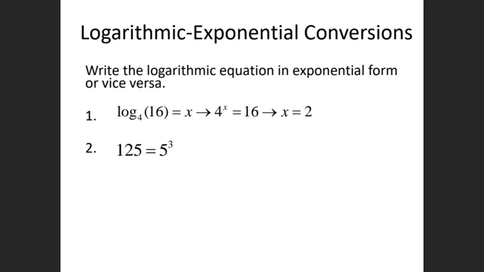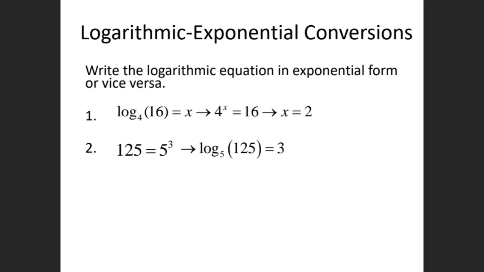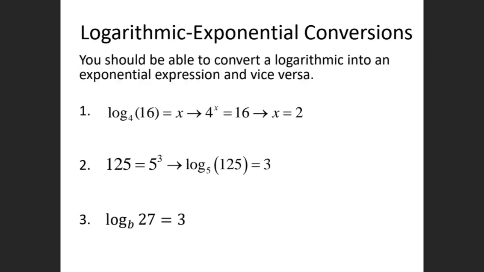How about this one? 125 is equal to 5 cubed. Let's do the opposite. Let's go from exponential to log. Again, the base of this exponential is 5, so that means that my log also has to have a base 5. The input of the exponential is the output of the log, and the output of the exponential is the input of the log. So 125 equals 5 to the third power in log form is log of base 5, input 125, my output is 3. Okay, let's look at another example.